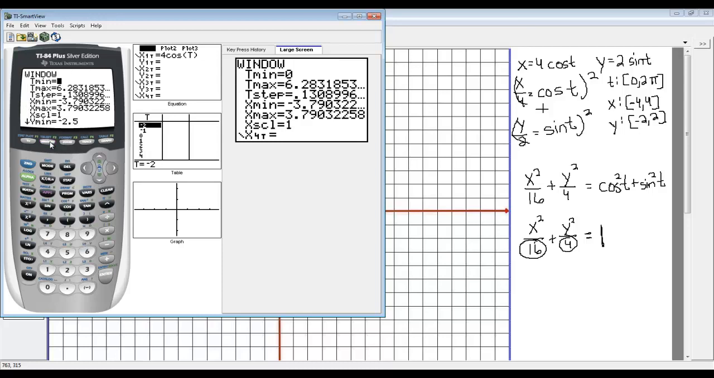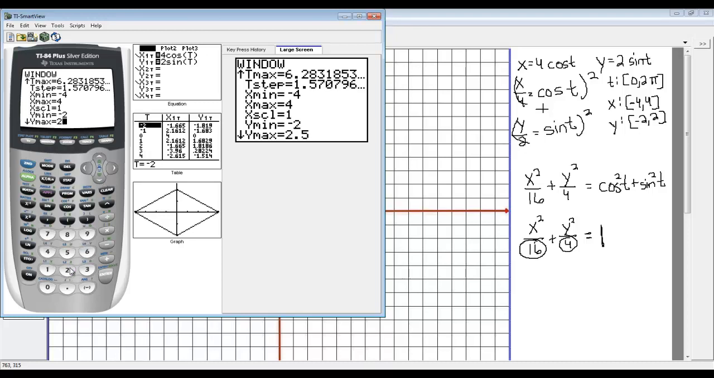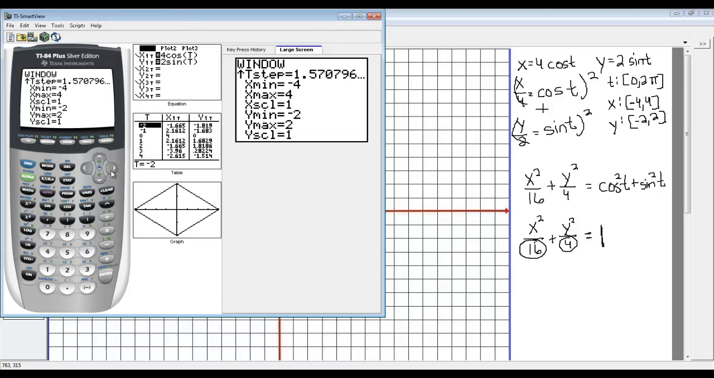And then let's go to the window. T min is 0. T max needs to be 2 pi. T step, maybe we'll do pi over 2. X min is going to be negative 4. X max is going to be 4. We'll do increments of 1. Y min is going to be just negative 2. Y max is going to be 2. We'll do increments of 1. Let's see here.